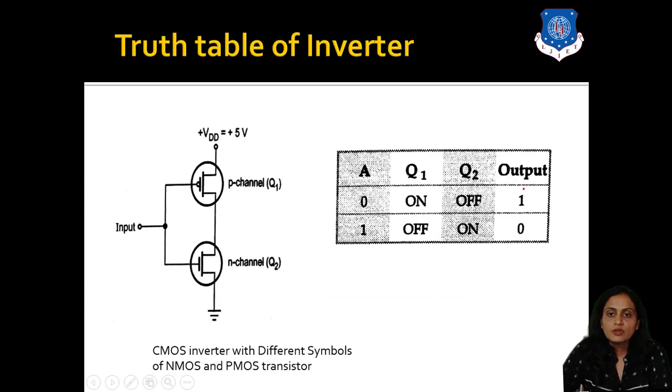Now this is the truth table for the inverter. Input is A. If input is 0, Q1 is on, Q2 is off, and output is logic 1. And if input is 1, then output will be 0.